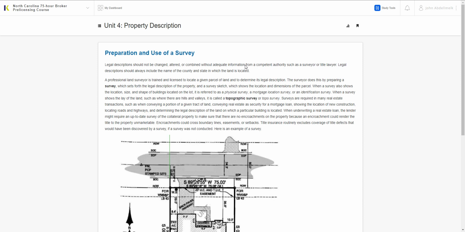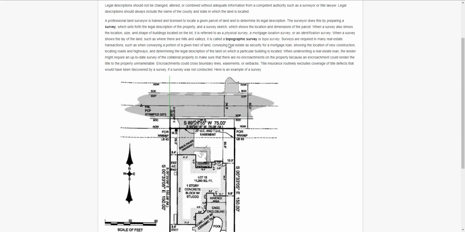When a survey also shows the location, size, and shape of buildings located on the lot, it's referred to as a physical survey, a mortgage location survey, or an identification survey. When a survey shows the lay of the land, such as where the hills and valleys are, it's called a topographic survey, or topo.